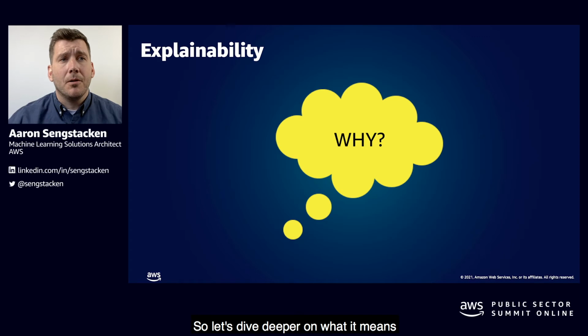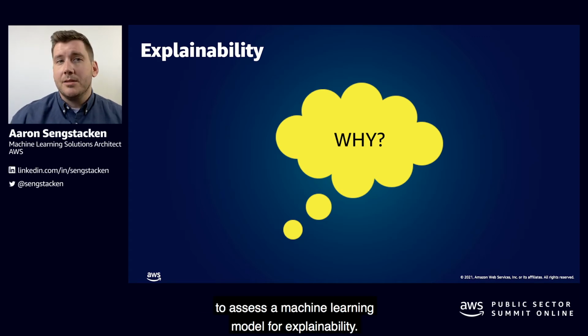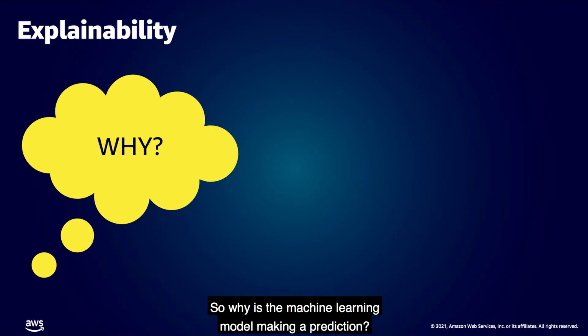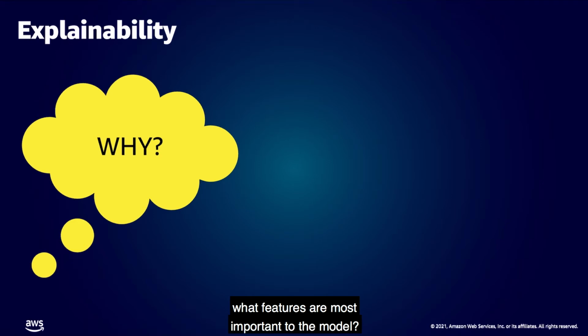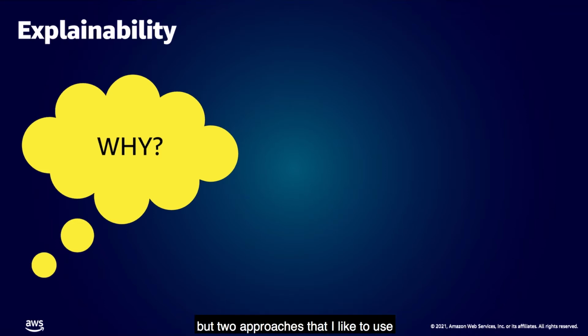So let's dive deeper on what it means to assess a machine learning model for explainability. Why is the machine learning model making a prediction? Well, to understand the why, let's first ask ourselves, what features are driving the prediction? What features are most important to the model? This type of question is known as feature importance. There are many ways to calculate feature importance on a machine learning model, but two approaches that I like to use are global SHAP values and permutation importance.